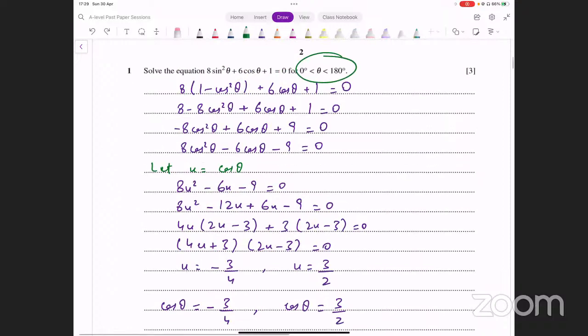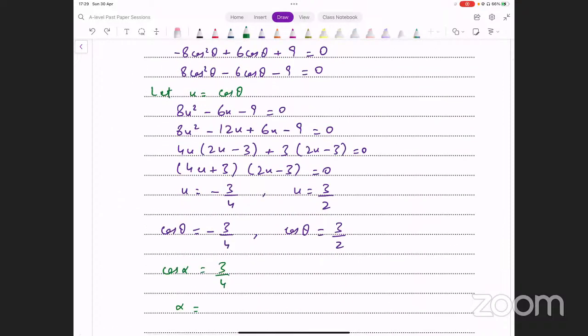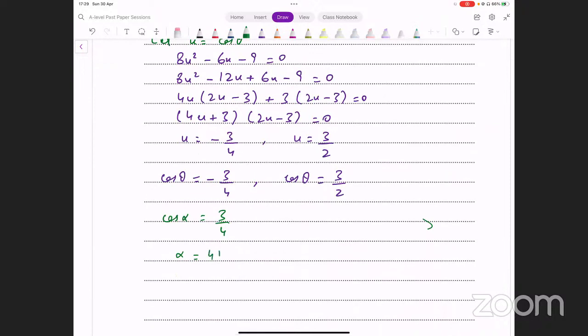If the angle is in degrees, then you have to keep your calculator in degrees mode, and you have to find cos inverse of 0.75. What does that turn out to be? So this is giving me 41.41 degrees. That's the basic angle that I'm getting from this.